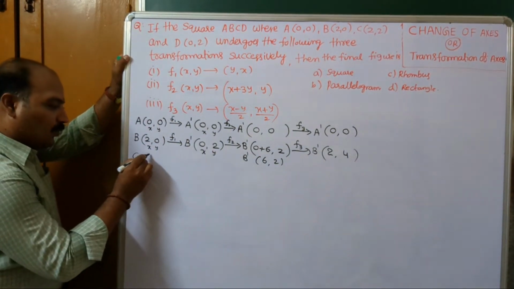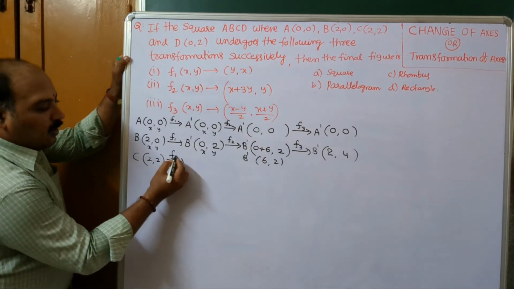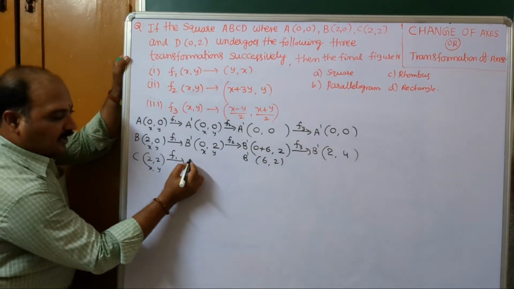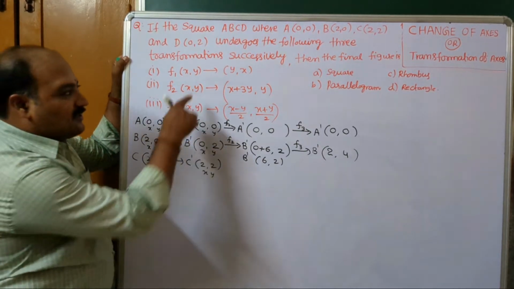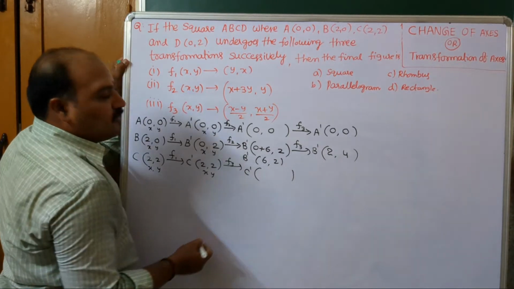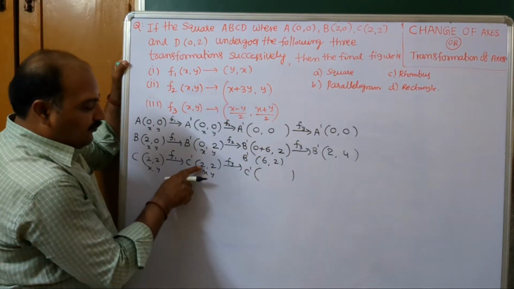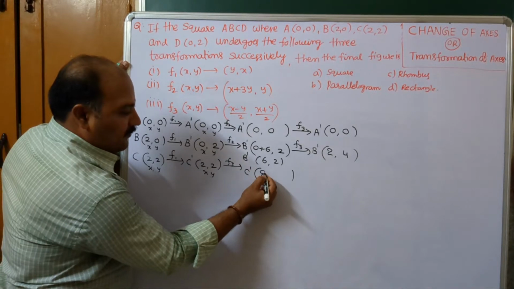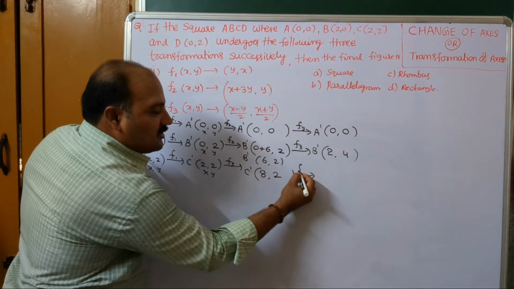Now come to the third point, 2 comma 2. By using F1, interchanging x and y, C dash will become 2 comma 2. Next, the second application, F2, C dash equal to. Now I am writing directly, observe carefully, dear students. X plus 3y, 2 plus 3 into 2, 6, 6 plus 2, 8, comma y, y value 2. I hope I understand, dear students.